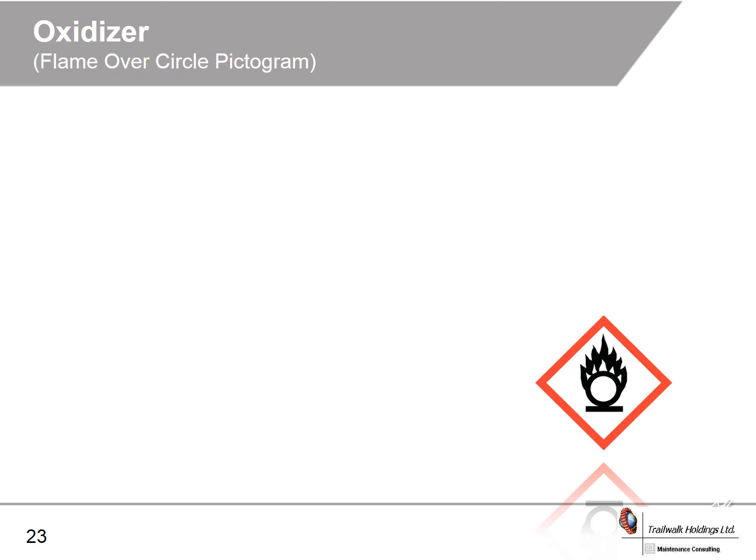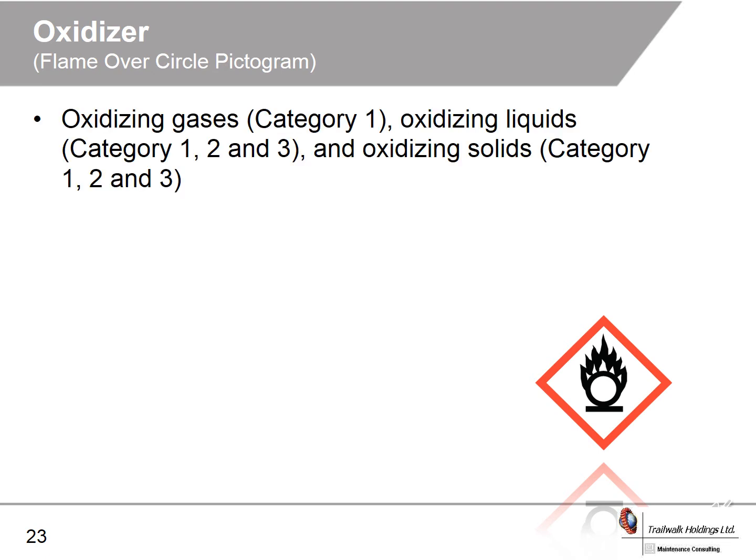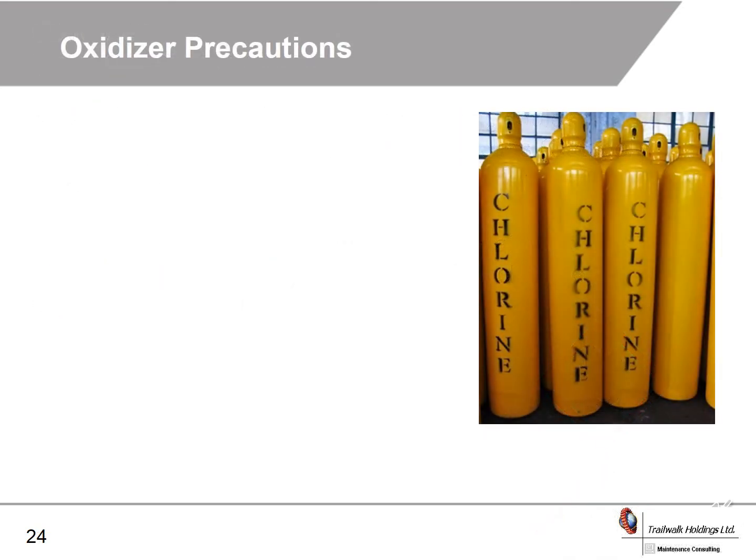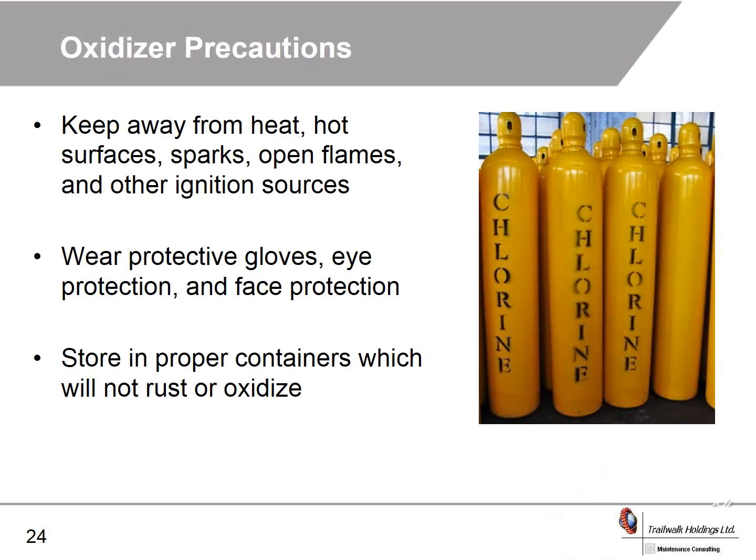The oxidizer symbol identifies oxidizing gases, Category 1, oxidizing liquids, Category 1, 2, and 3, and oxidizing solids, Category 1, 2, and 3. Examples of oxidizers that might be found at work and at home include hydrogen peroxide, chlorine, and sodium chlorate. Oxidizer precautions include: keep away from heat, hot surfaces, sparks, open flames, and other ignition sources. Wear protective goggles, eye protection, and face protection. Store in proper containers which will not rust or oxidize.